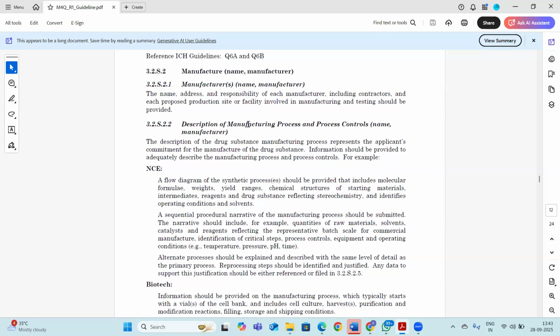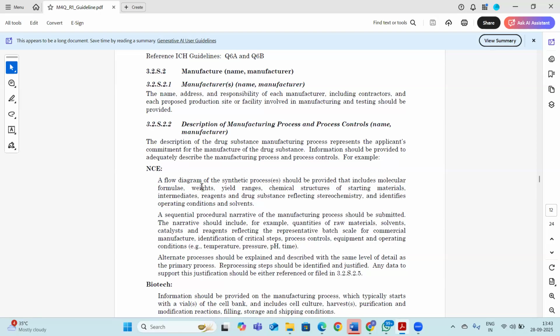The narrative should include quantities of raw materials, solvents, catalysts, reagents, etc. If there are any alternate processes, they should be explained and described with the same level of detail as the primary process. And if there are any reprocessing steps, that should be identified and justified in the section. Any data to support the justification should be either referenced to or filed in 32S25.